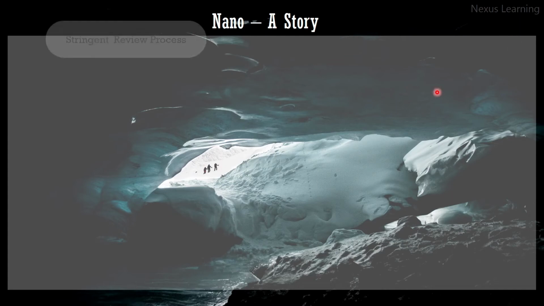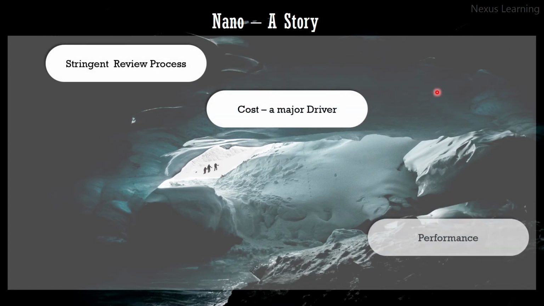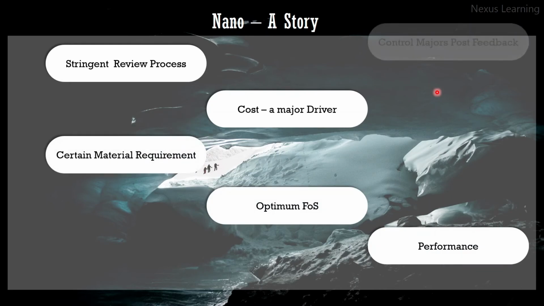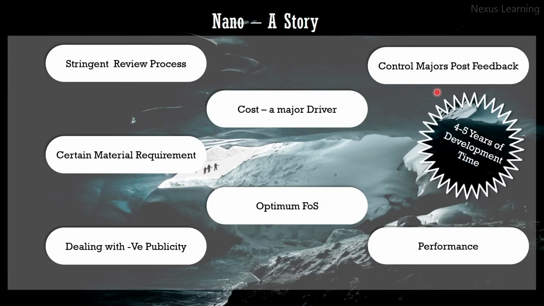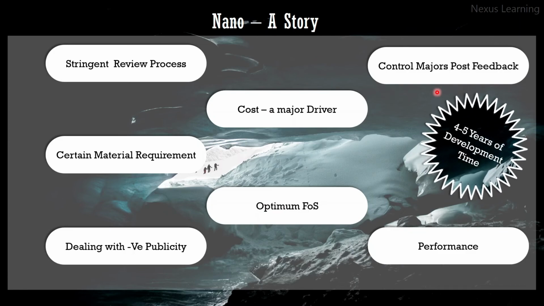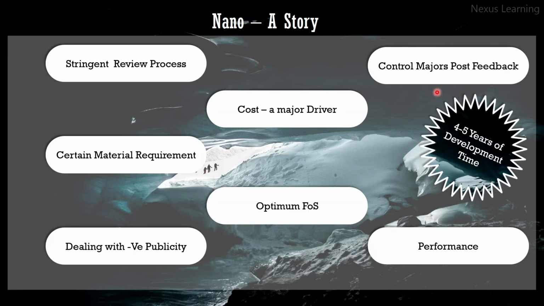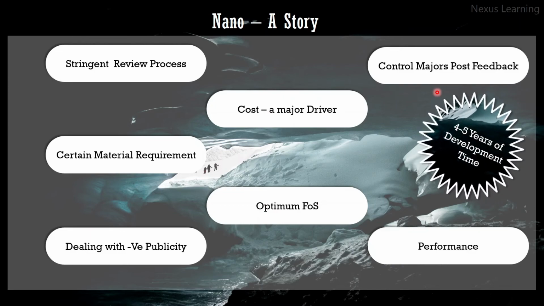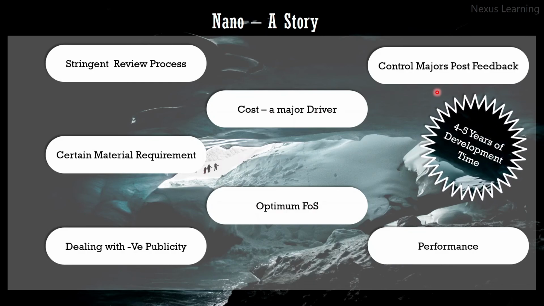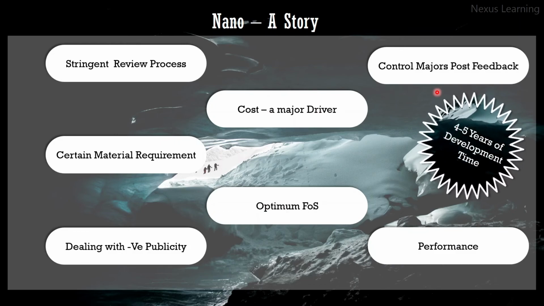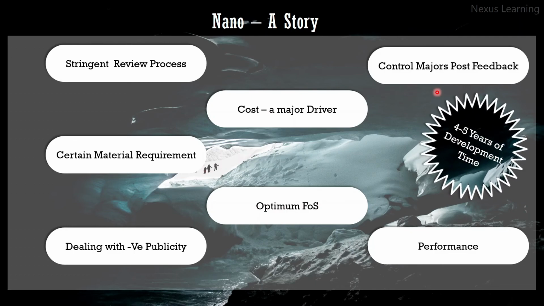So let us see. There was a stringent review process. There were control measures, post feedback. Cost was a major driver for everything. There were certain material requirements which were defined. Factor of safety was very optimum. Performance was considered the best thing, along with dealing with negative publicity. So there was a stringent review process, and each and every step was reviewed by Ratan Tata himself.